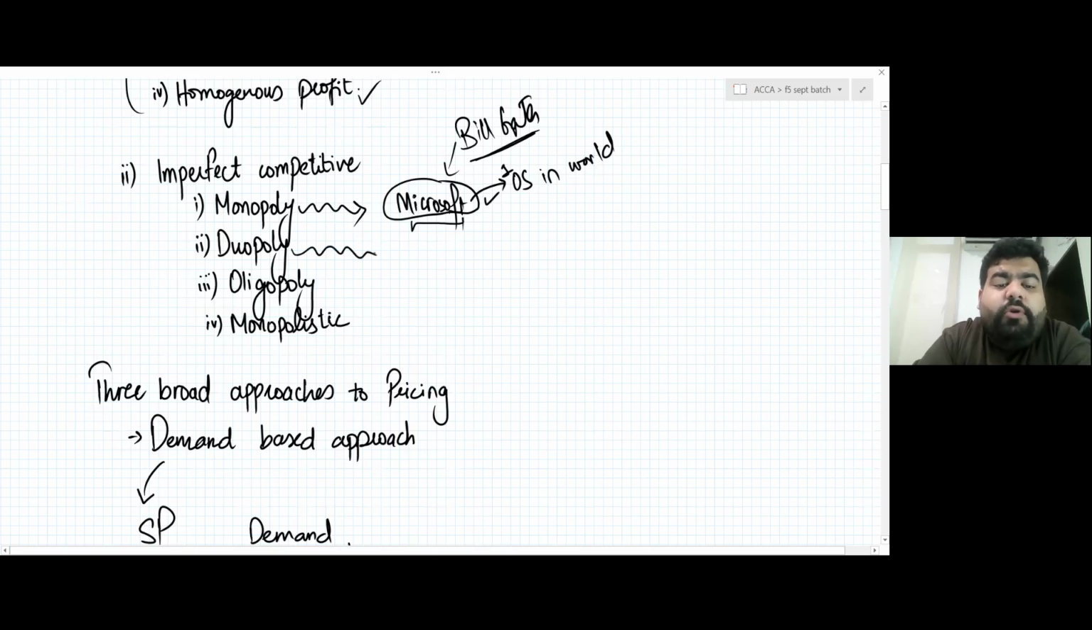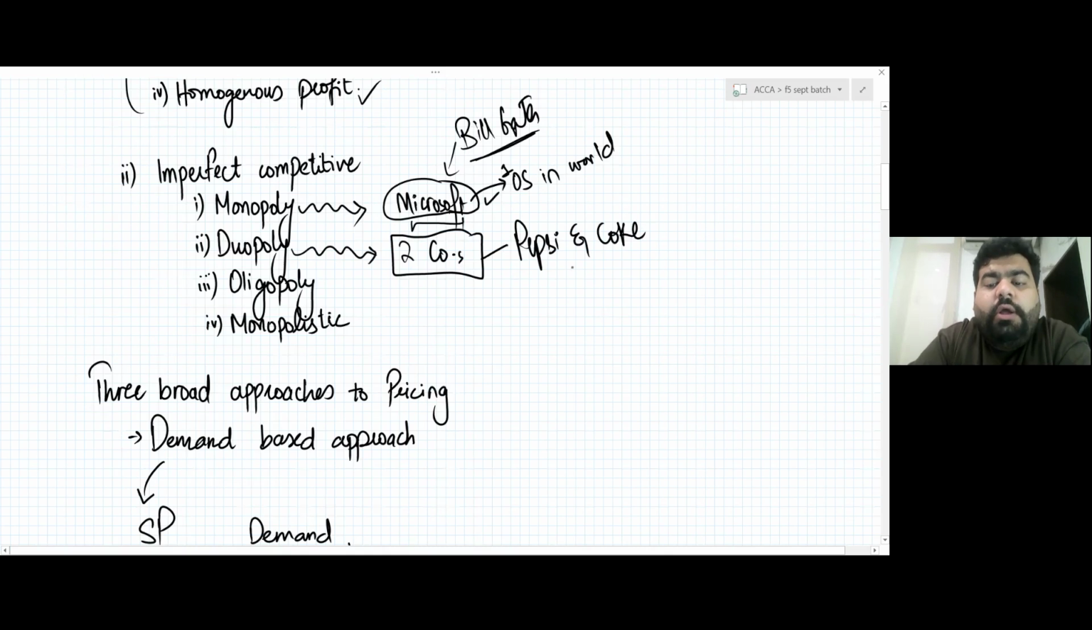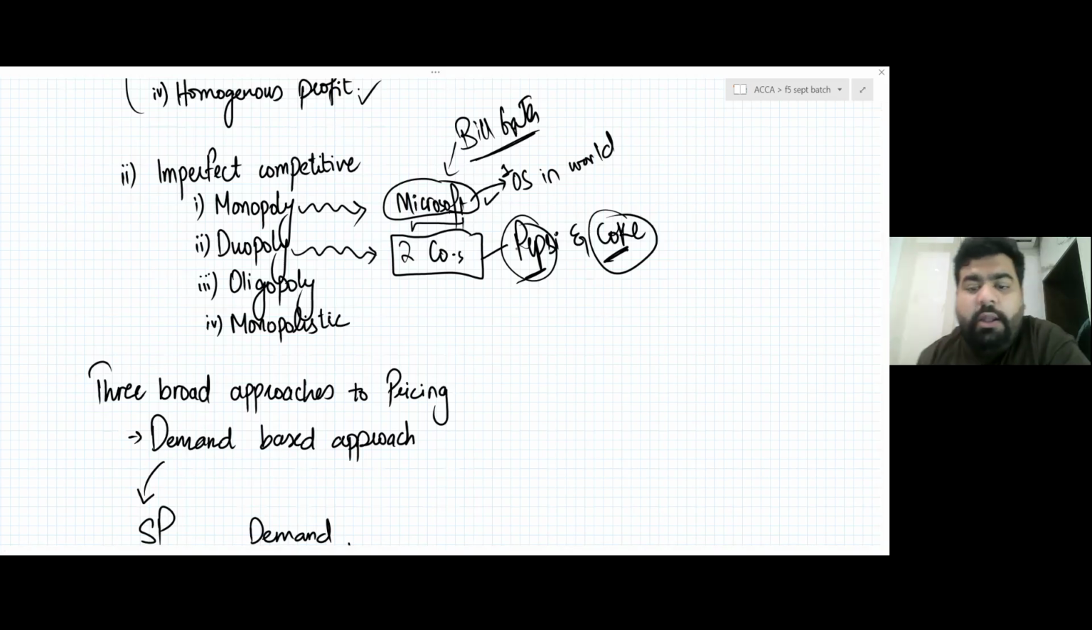After that, duopoly. Duopoly means when there are two owners, two companies you can say, who are leading the market. For example, Pepsi and Coke. These two companies are leading the market in black color soft drinks. Now, obviously, local producers are also available, but with respect to the complete world, these two are leading the market. So the black drink is offered only by Pepsi and Coke in the complete world.